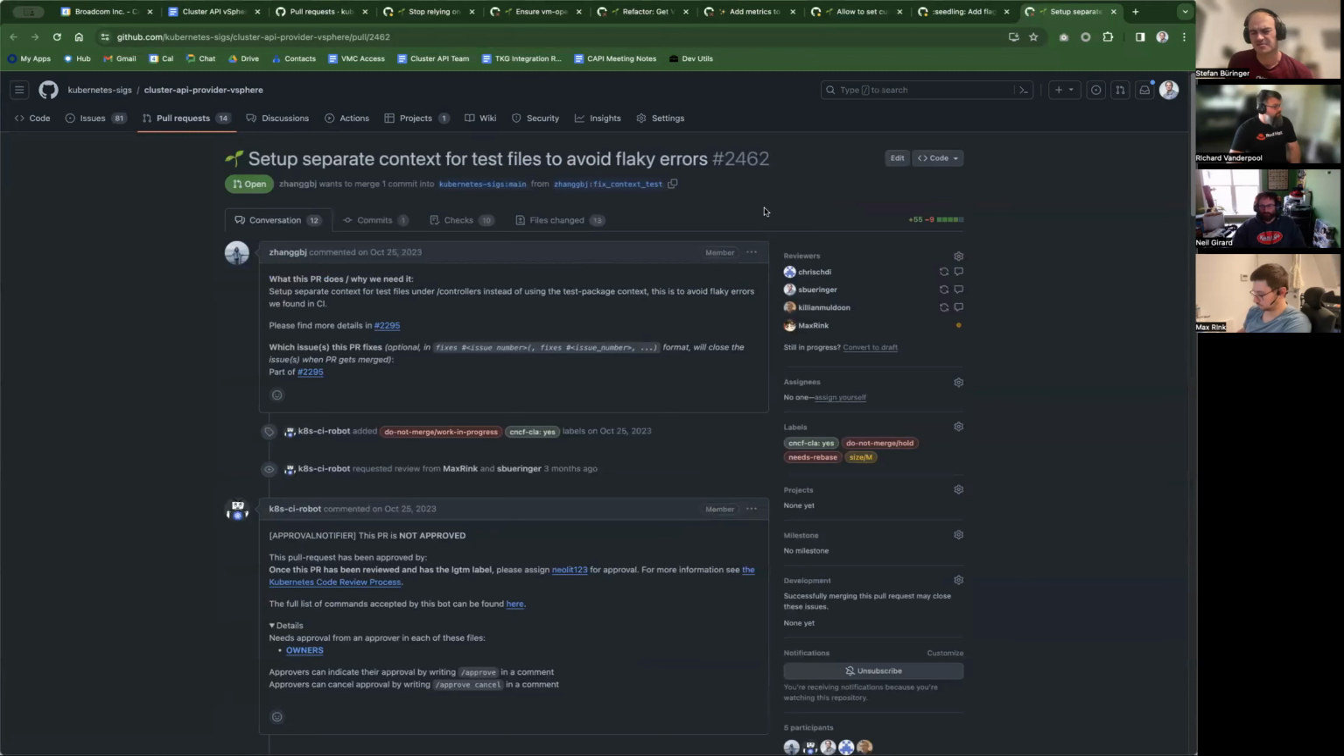In general, the tests are relatively stable in CAPV. So we know we have some flakes. We recently improved our reporting so that we can use the regular test grid and a k8s triage tool to actually see which of our tests are failing how often. But relatively stable. So there's a little bit of room to improve it, but nothing really big. I would say less than 5% flakes or something. Just a rough guess.